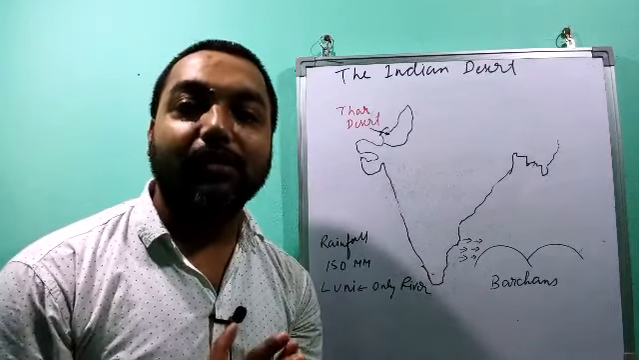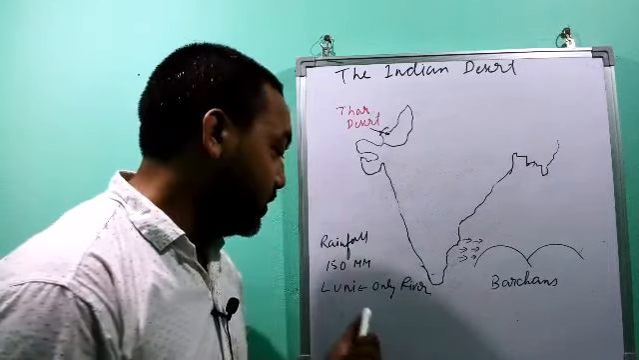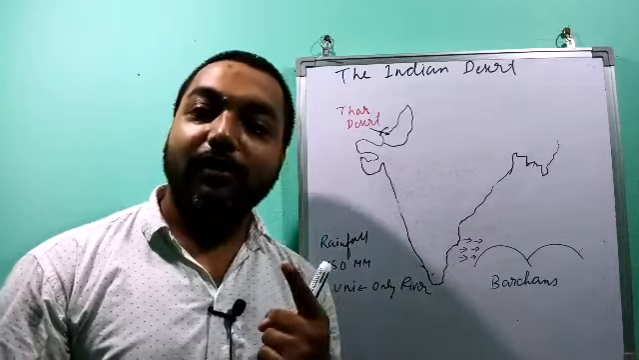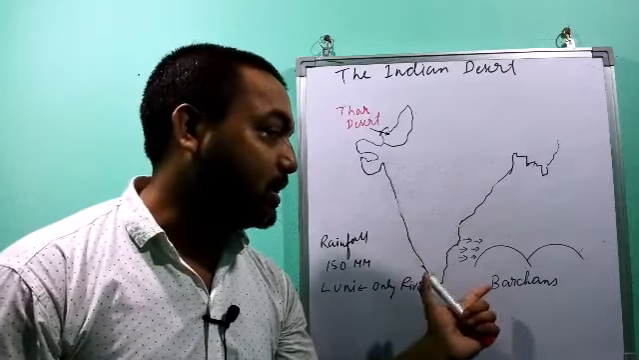They flow up to a certain distance and they dry up there only. So there is no big river or big stream found in this Thar desert. Luni is the only river that is found in the Thar desert.